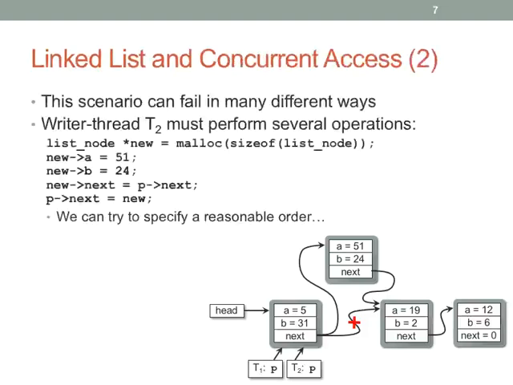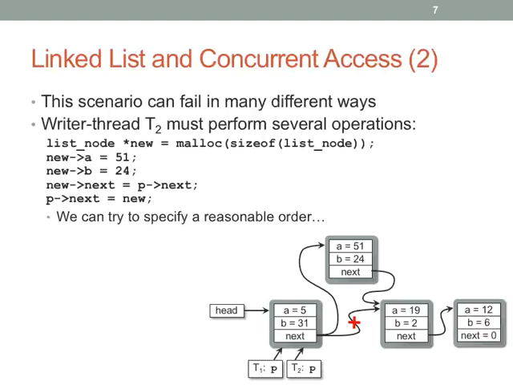Okay, so several operations. These are going to be our simple example. So new A is 51, new B is 24, new next is P next. So we just go ahead and slot in after the node that T2's P value points to, and then P arrow next equals new. So we go ahead and stitch it in there.